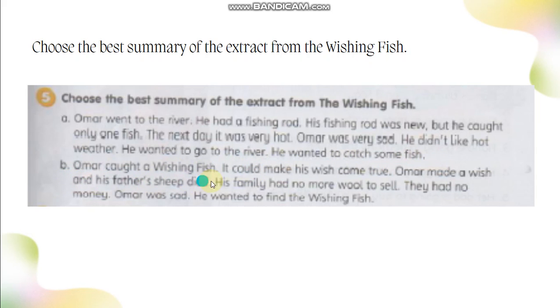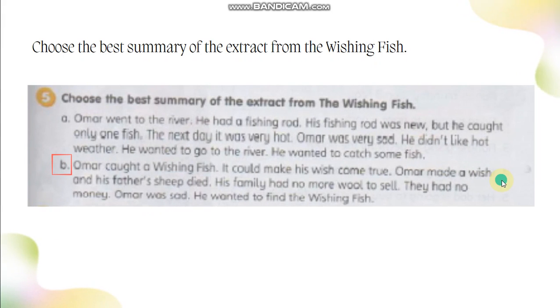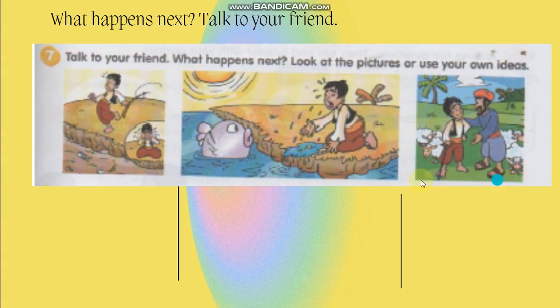Let's look at B. Omar caught a wishing fish. Yes, correct. It could make his wish come true. Yes. Omar made a wish and his father's sheep died. Yes. His family had no more wool to sell. They had no money. Yes. Omar was sad. Correct. He wanted to find the wishing fish. Yes, correct. So which summary is the best summary? Yes, it is B, correct. Okay, let's continue.